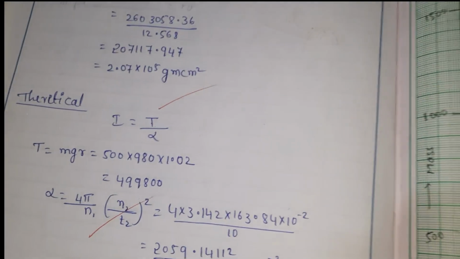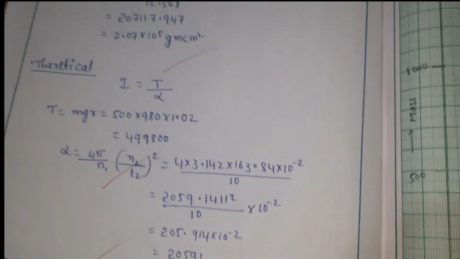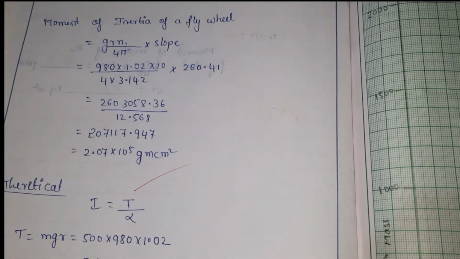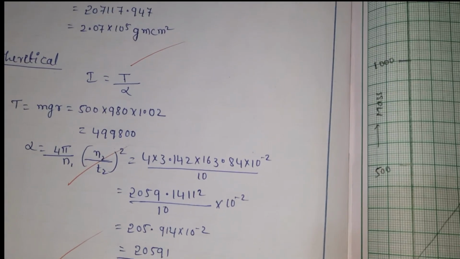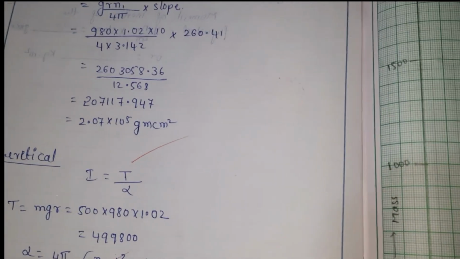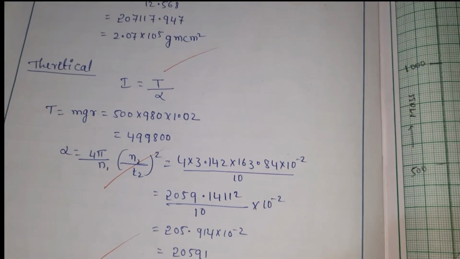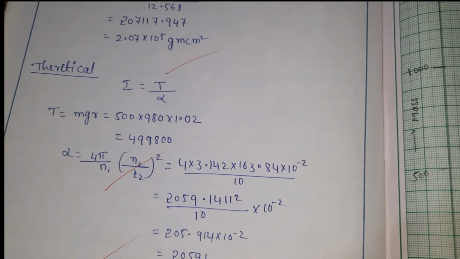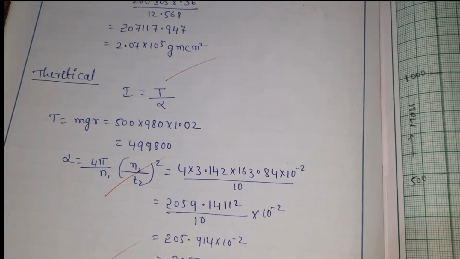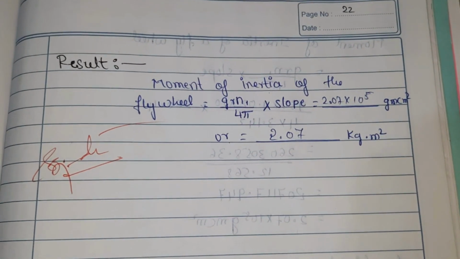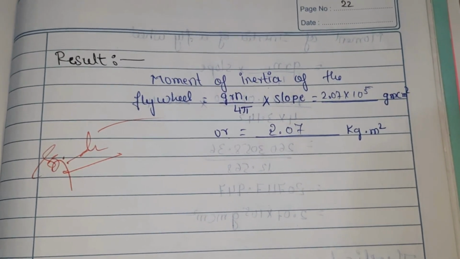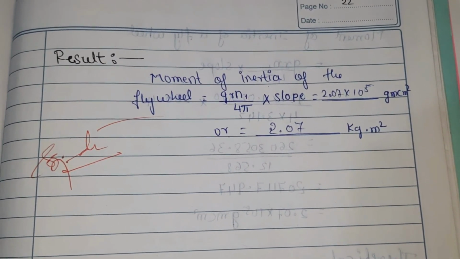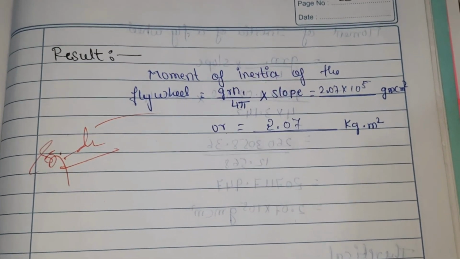So this is quite near to the experimental value. These two values, the theoretical and the graphical moment of inertia that you have calculated, are near. So whatever experiment you have done is correct. This is how you can determine the moment of inertia of a flywheel, which is equal to 2.07 into 10 to the power 5, or 2.07 kg meter square.